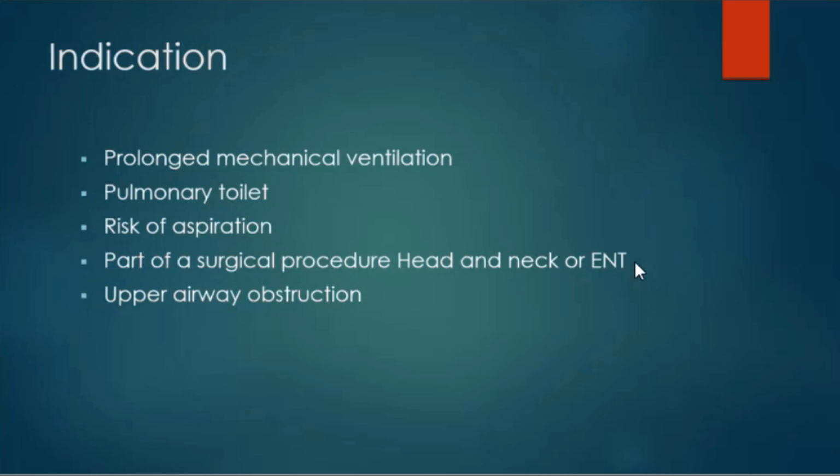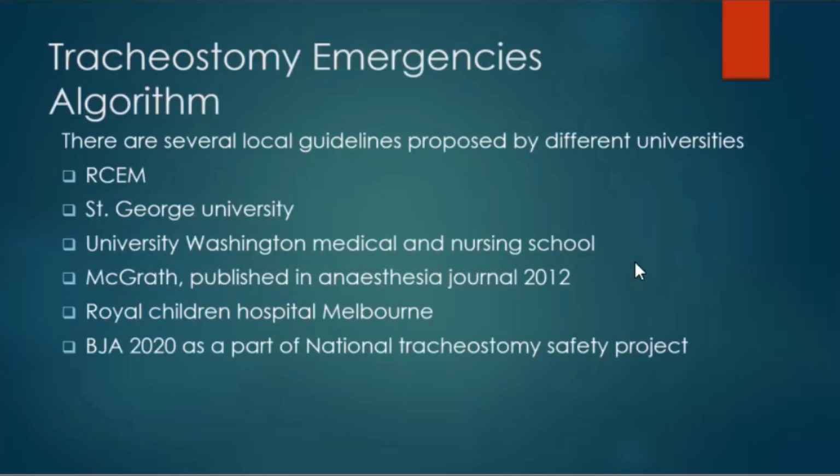Here we have to understand that these are only neck-only breather patients, so there is no patent upper airway. So we can give oxygen or intubate only from the neck axis. So, going to the tracheostomy emergency algorithm.